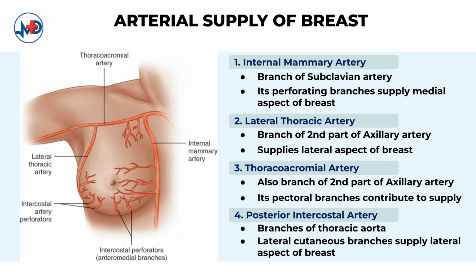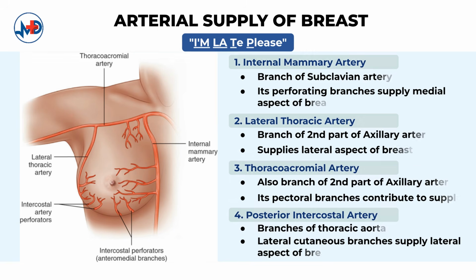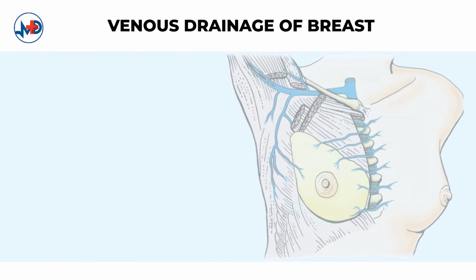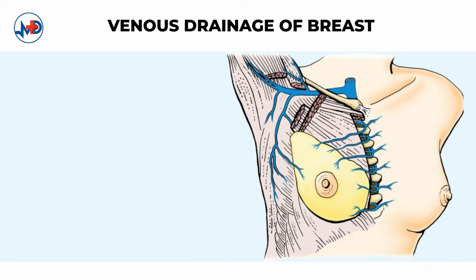A helpful mnemonic for the arterial supply could be, "I'm late please," which implies internal mammary, lateral thoracic, thoracoacromial, and posterior intercostals. Next up, the venous drainage of breast. It generally follows the arterial supply, forming an anastomotic network.